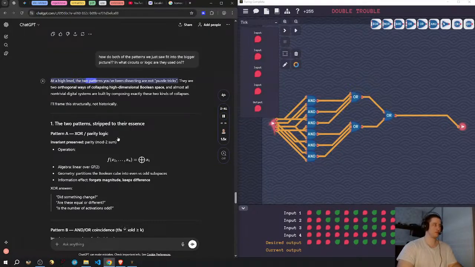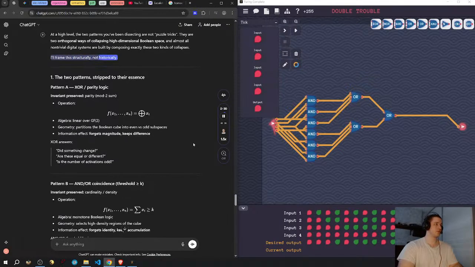At a high level, the two patterns you've been dissecting are not puzzle tricks. They are two orthogonal ways of collapsing high-dimensional Boolean space, and almost all non-trivial digital systems are built by composing exactly these two kinds of collapses. I'll frame this structurally, not historically. 1. The two patterns, stripped to their essence.